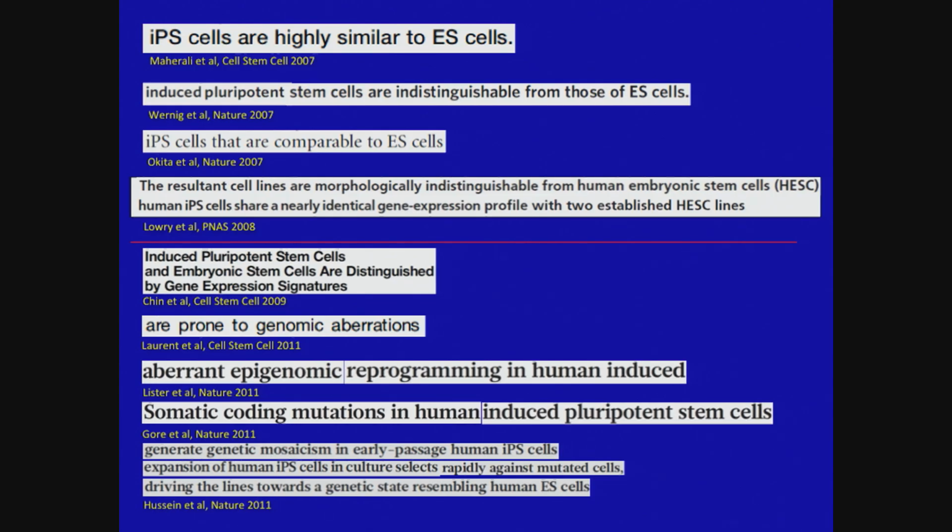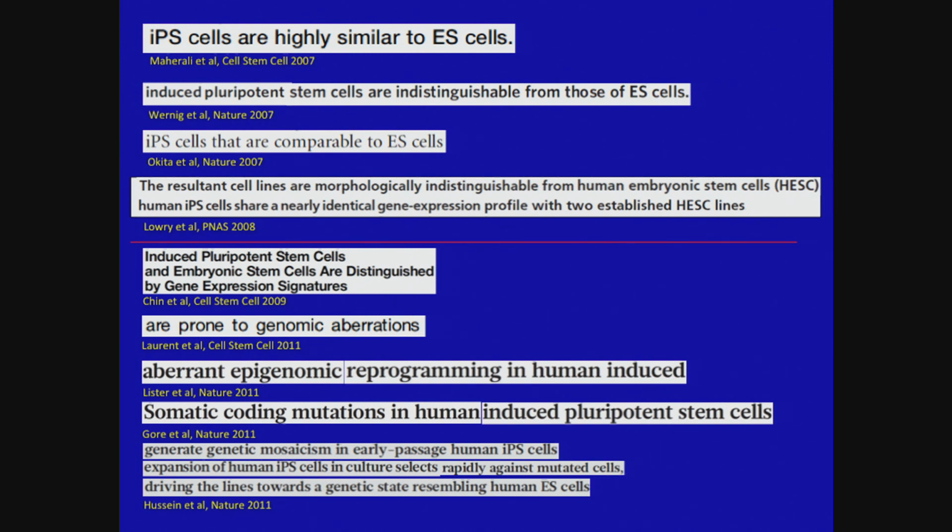So the next 2 years, induced pluripotent stem cells are distinguished. So indistinguishable and now distinguished by gene expression signatures. They are prone to genomic aberrations, aberrant epigenomic reprogramming, somatic coding mutations. And then this paper came out saying that actually there is mosaicism in early passage. And if you expand the cells enough, they rapidly select against mutations. And you end up with a stable line that has no mutation and grows almost identical to ES.